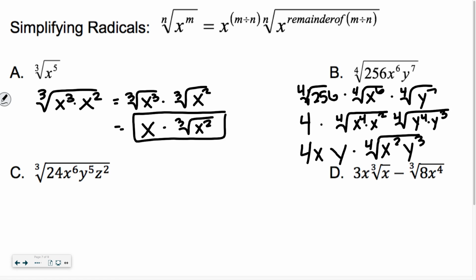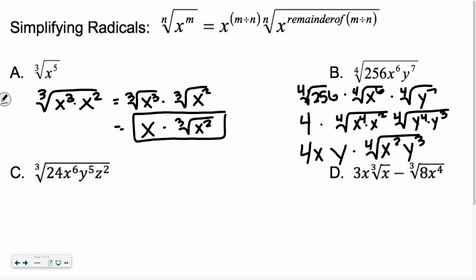This part up here at the top is trying to show that the power on the outside, where it says x to the m divided by n, is like if you take 6 divided by 4, 4 will go in one time. So it's x to the 1 outside. But then 6 divided by 4, the remainder of that division is 2. So x squared is stuck on the inside. And then 7 divided by 4 I can get in once. So y to the first comes out. 7 divided by 4 leaves me with a remainder of 3, so y cubed is underneath. Okay.